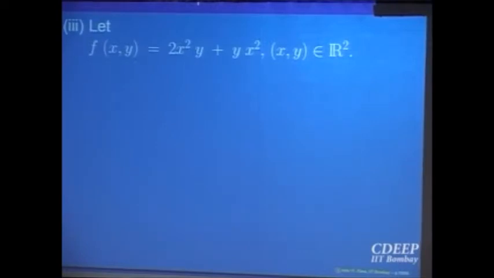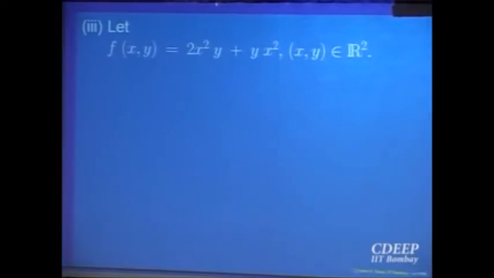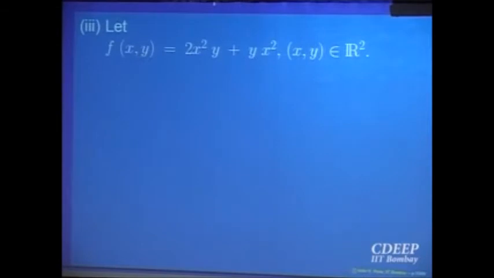Yes? What is 3x square? Oh. Okay. 2x square y plus yx square, right? Sorry. Let me understand what I am saying. Everybody will keep quiet. X square y and x square y. It should be y square x. Y square x. Oh, okay.